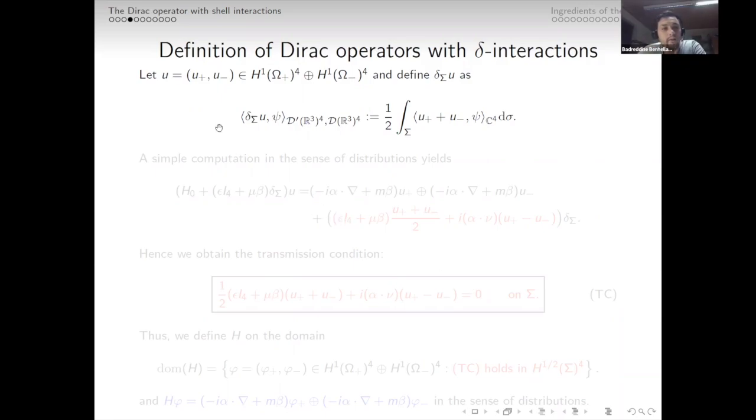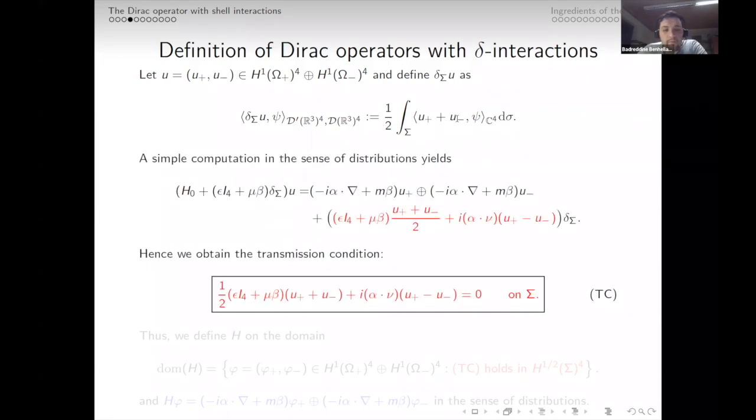But for the moment, let us pick a function u. I'm writing u plus and u minus. So here I'm identifying L2 of R3 with L2 of omega plus, direct sum with L2 of omega minus. So here we take a function in H1, and we define the Dirac distribution as usual. So we take the mean value, and I keep here u plus and u minus for the trace on the boundary. Okay, that's for simplification.